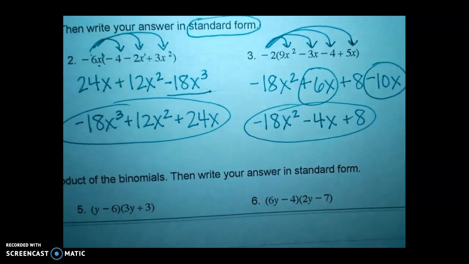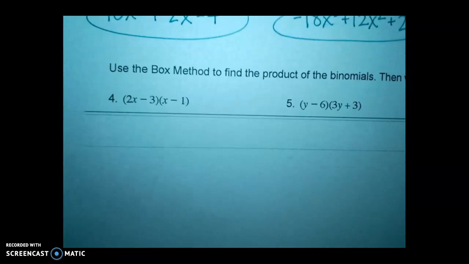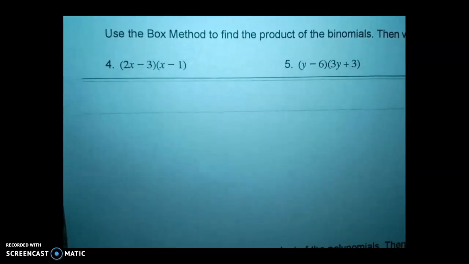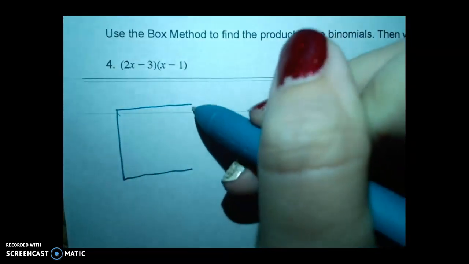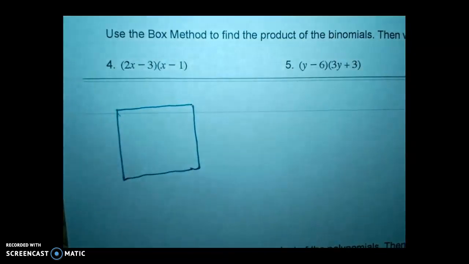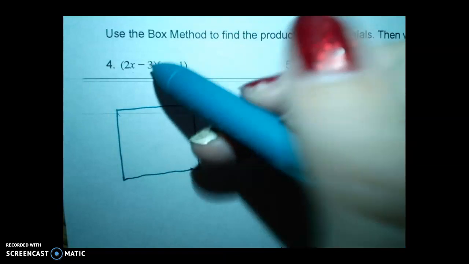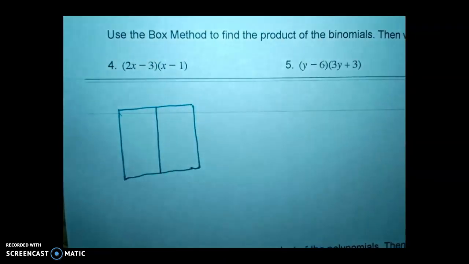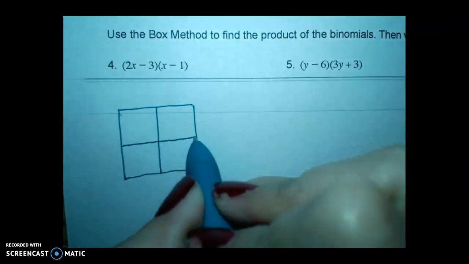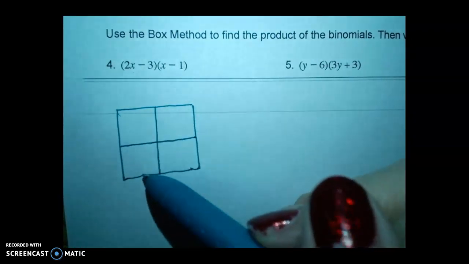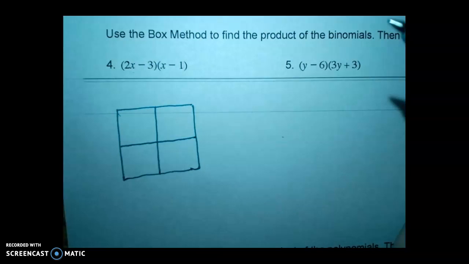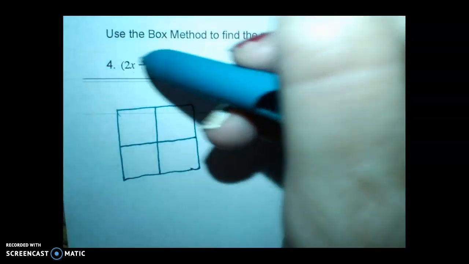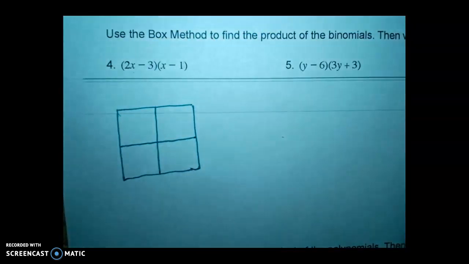Okay, now we're going to learn about the box method. So box method kind of reminds me of lattice method in math that you guys used to do maybe in elementary school. You're going to actually build a box, and the box in this situation needs to be 2 rows by 2 columns. And the reason it's a 2 by 2 box is because we have a binomial multiplied by another binomial. So you're going to choose the first set of binomials and either go across the top or down the side. It doesn't matter.